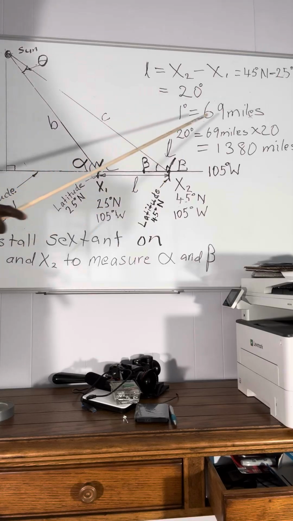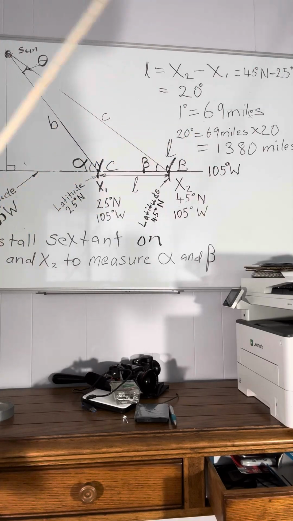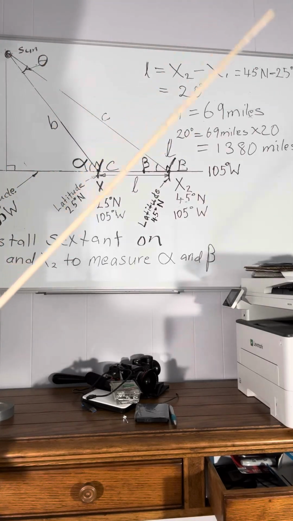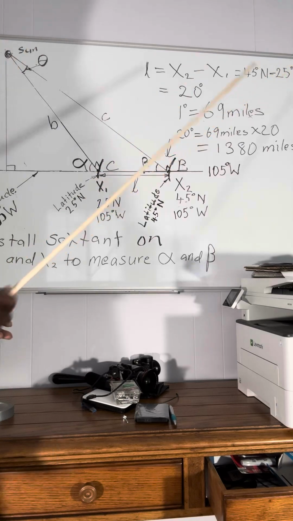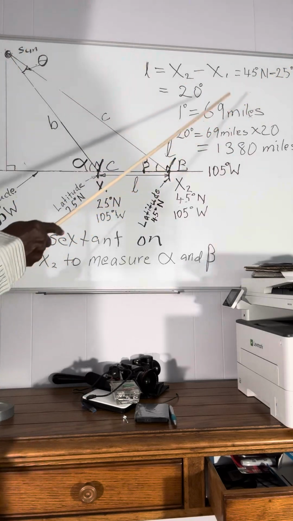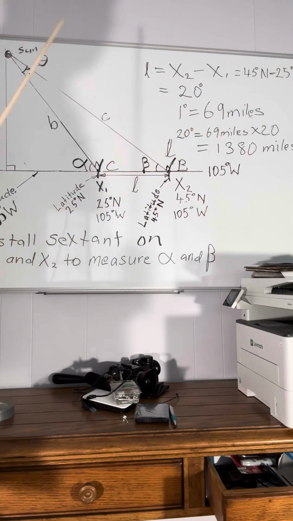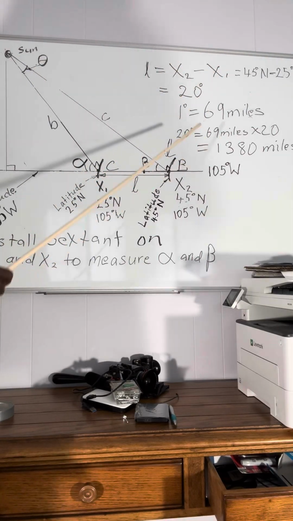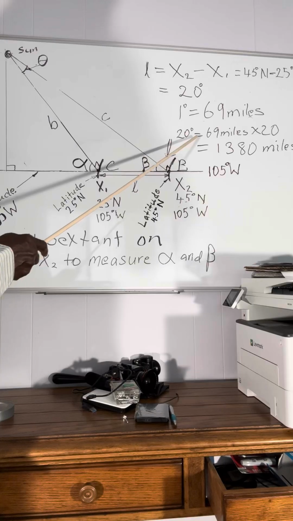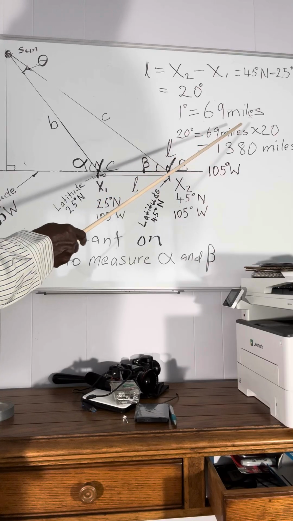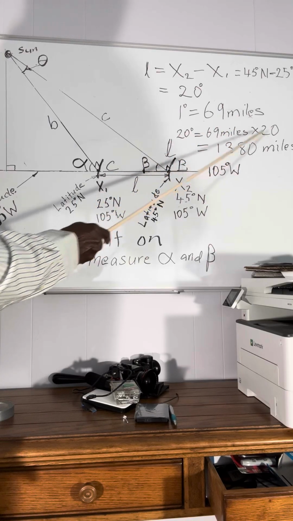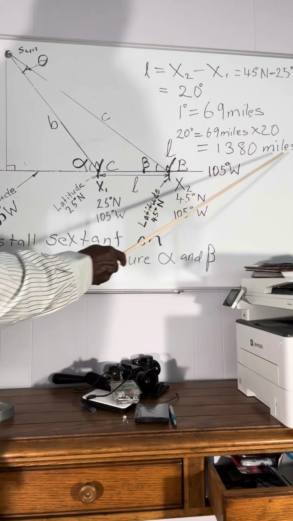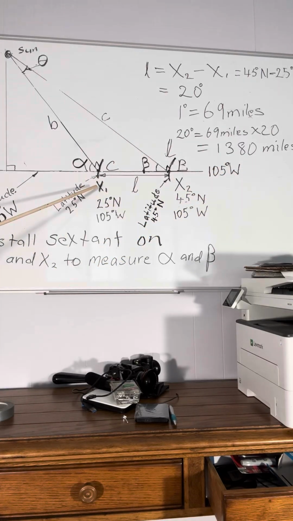Because remember, these numbers are taken with the assumption that the Earth is a globe, and it's not correct. But I will use them because these are concrete values. They are not 100%, but they are very close. Now, 20 degrees, that will be 69 miles times 20, that will be 1,380 miles between sextant 1 and sextant 2.